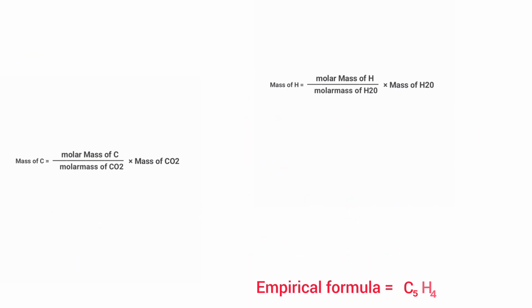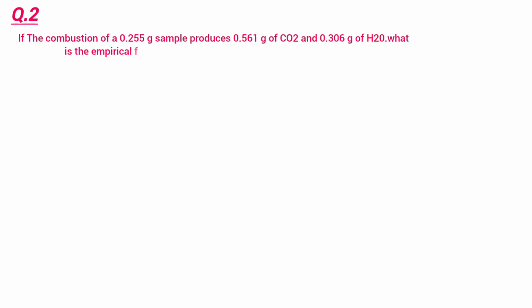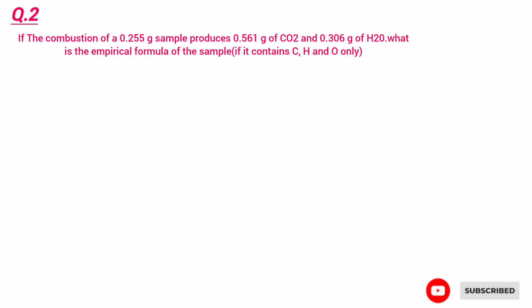Now let's look at this question. It says, if the combustion of a 0.255 gram of a sample produce 0.561 gram of CO2 and 0.306 gram of H2O, what is the empirical formula of the sample if it contains carbon, hydrogen, and oxygen only? So in this question, we are given the mass of CO2 as 0.561 gram and the mass of H2O as 0.306 gram.